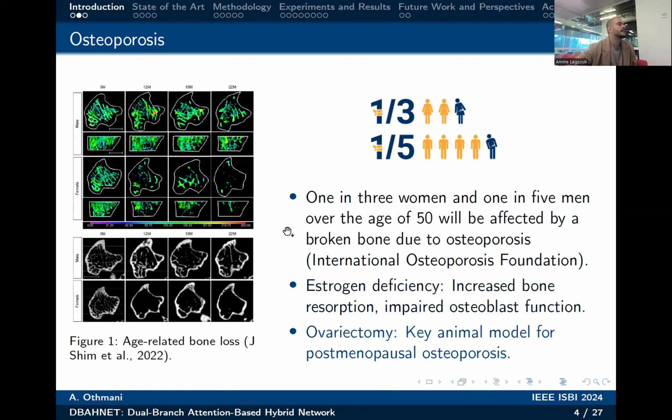So to perform these studies in the preclinical aspects, the key animal used for postmenopausal osteoporosis studies is the ovariectomized model, as we can notice in the second figure here, where the females are ovariectomized, and we can notice the age-related bone loss following the ages here.